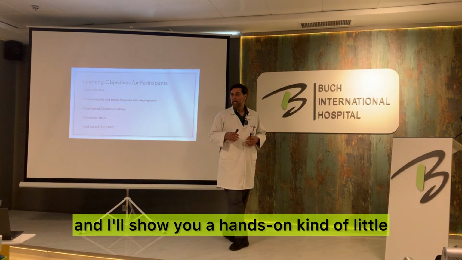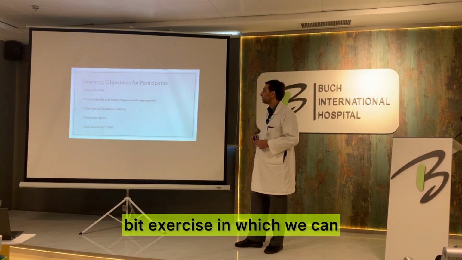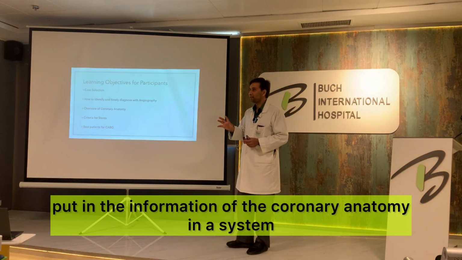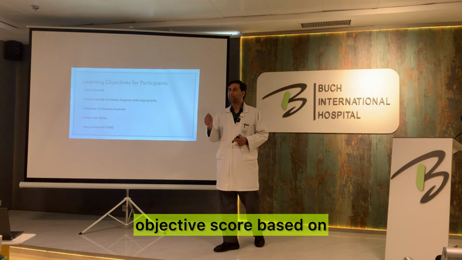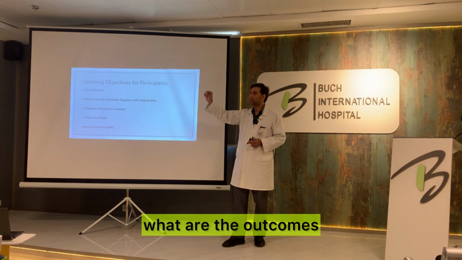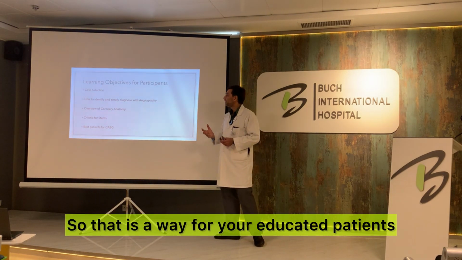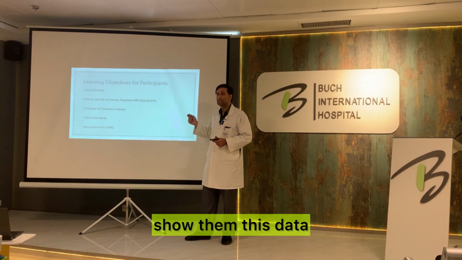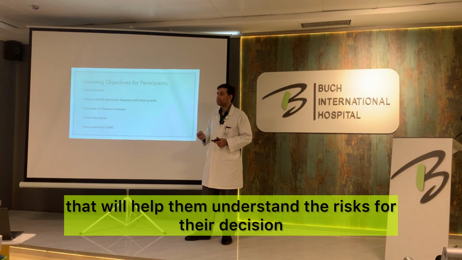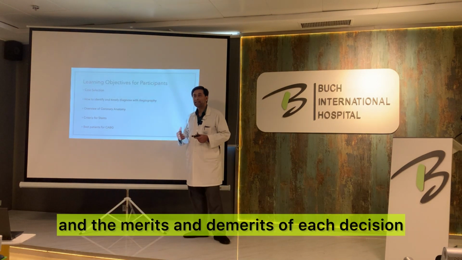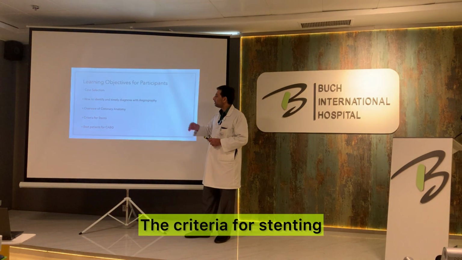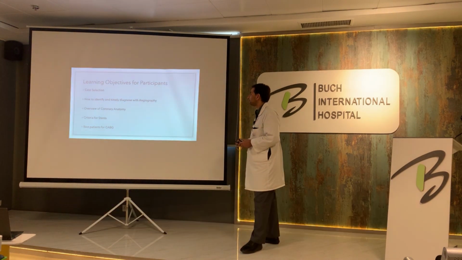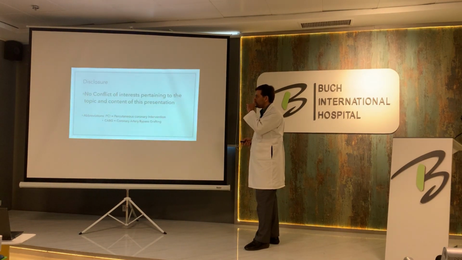We're going to do a simple overview of coronary anatomy, and I'll show you a hands-on exercise in which we can put the information of the coronary anatomy into a system, and it gives us an objective score: if we do bypass, what are the outcomes, and if we do stents, what are the outcomes. That is a way for your educated patients, if you are able to show them this data, to help them understand the risks of their decision and the merits and demerits of each option. The criteria for stenting and the best patients for bypass are what we're going to discuss in today's presentation.